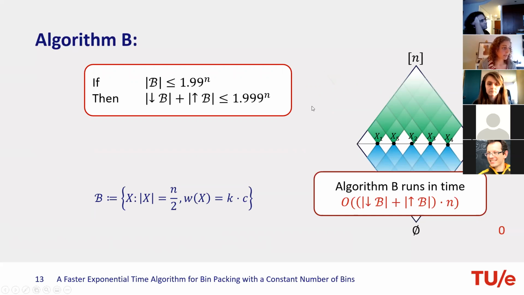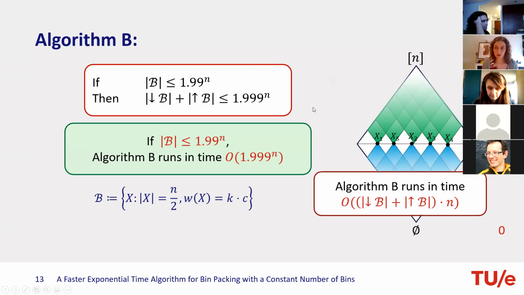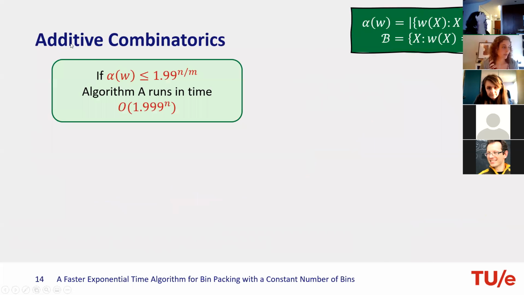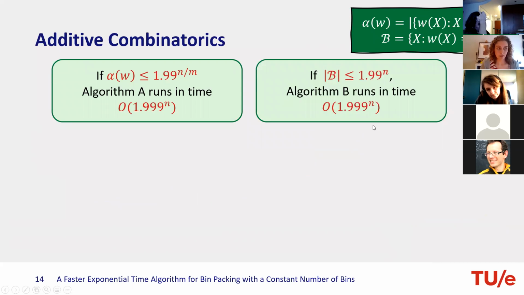Okay, so if we accept this theorem, then we actually have also a statement when this algorithm is faster, because if this set B is smaller than 1.99 to the n, the algorithm runs also faster than 2 to the n. So we have now two statements. On one side, we have the dynamic program runs faster if this alpha is smaller than 1.99 to the n over m. And on the other side, we have algorithm B running faster if B is smaller than 1.99 to the n. And so we need something to prove that either one of those two is going to be true.